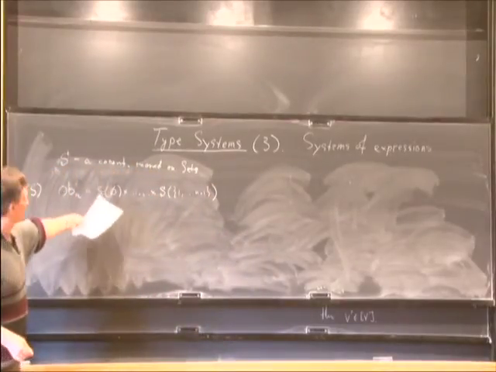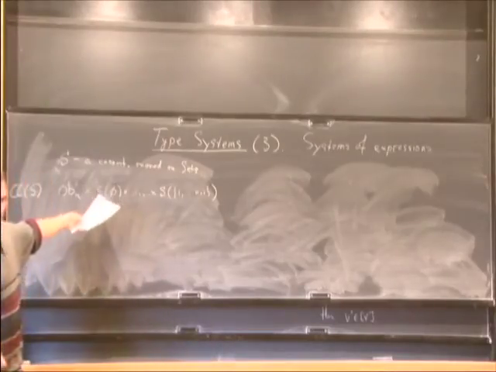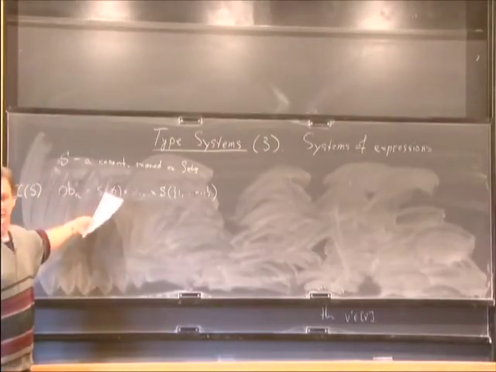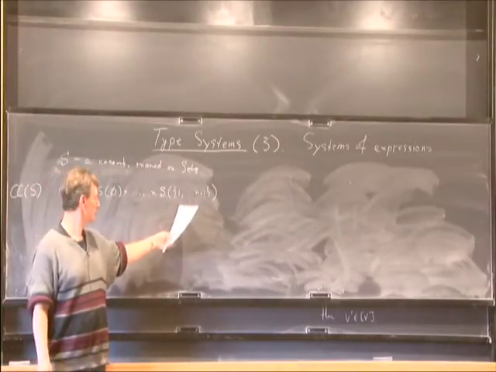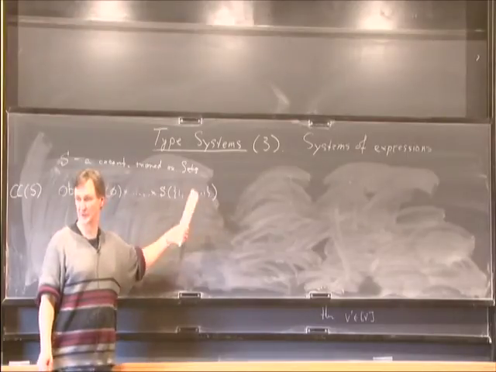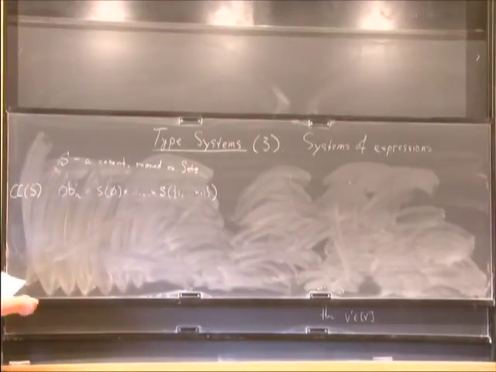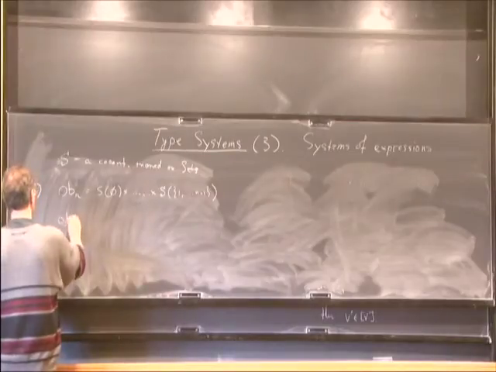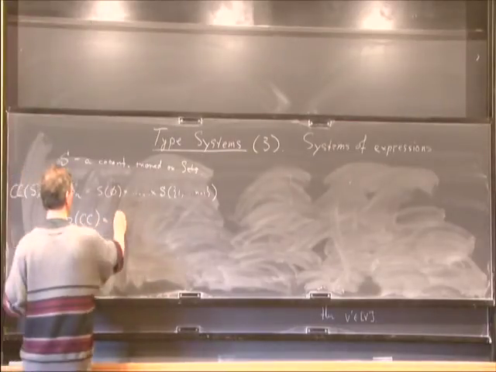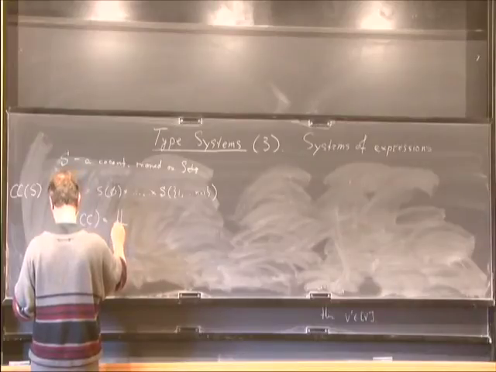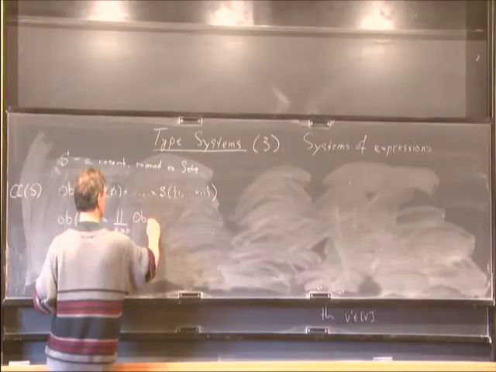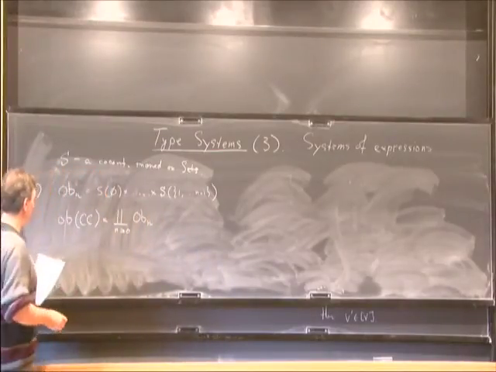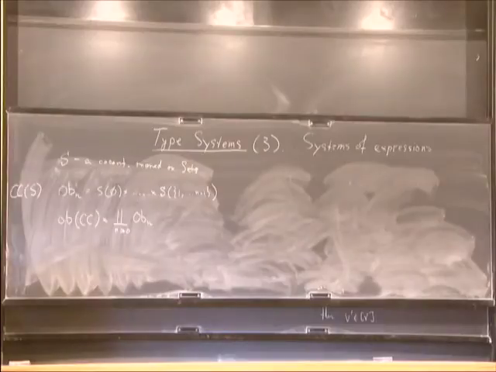So S is a functor from sets to sets. So S of empty set are all expressions without free variables. And S of 1 and so on, n minus 1, are all expressions whose free variables belong to the subset of natural numbers. So I'll take Ob CC as a disjoint union. And one can guess what is the length structure.